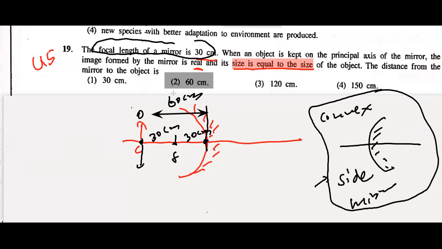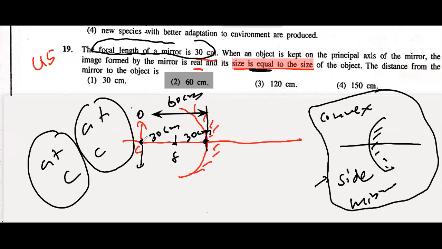If you make a small diagram, first you should decide the mirror, and then you should know that equal in size is very important. Then you can have an idea. Equal in size at C. C means center of curvature. If the object is at the center of curvature, the image is also there.